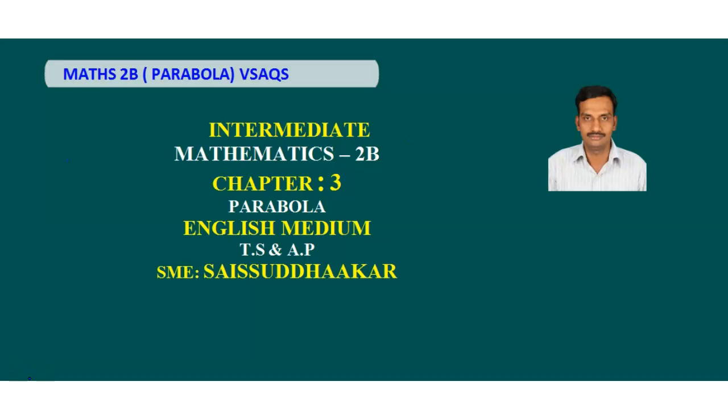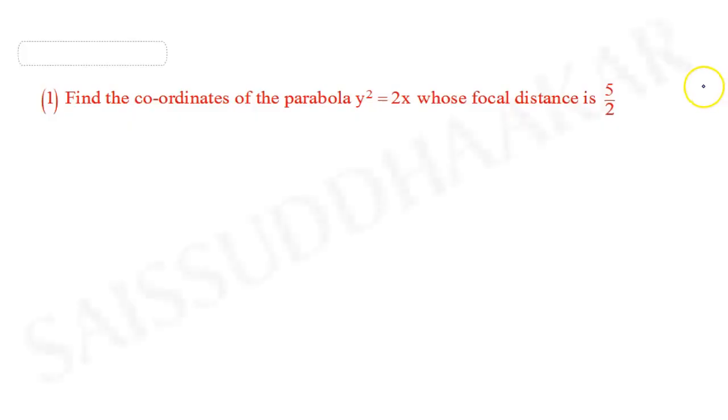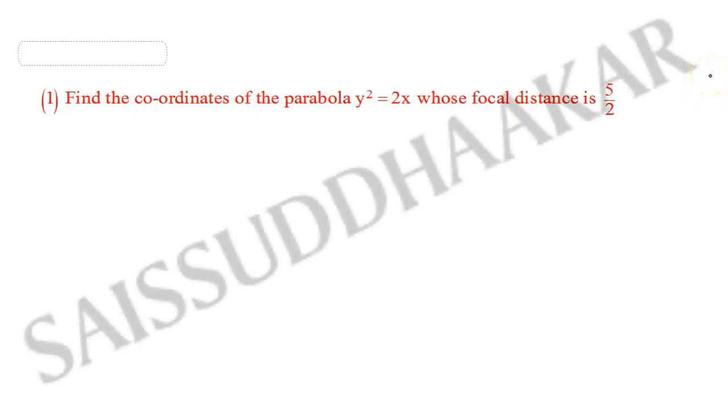Hello everyone. Today we are going to discuss Mathematics 2B Parabola, very short answer questions. Look at our question number 1. Find the coordinates of the parabola y square is equal to 2x whose focal distance is 5 by 2.